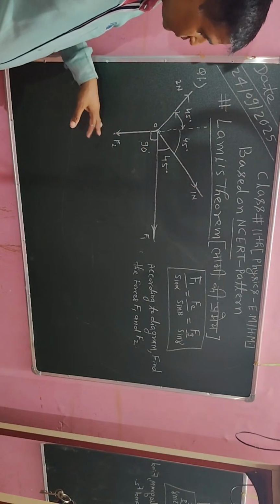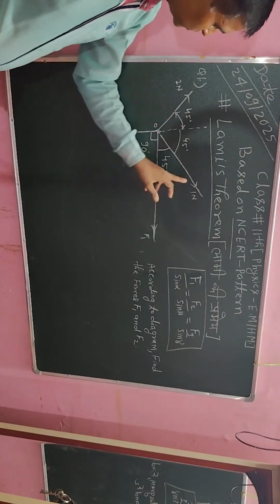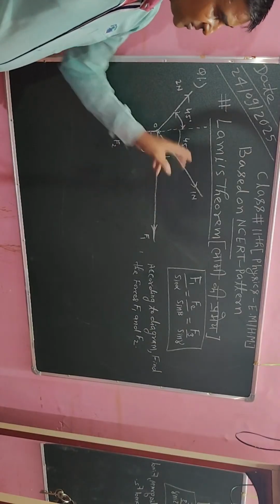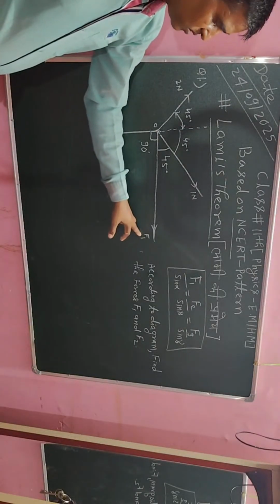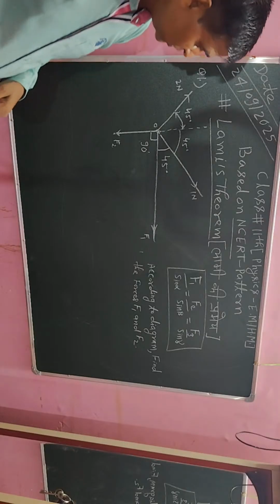So here there are 4 forces, 1, 2, 3 and 4 forces. Two forces have values 1 Newton and 2 Newton. We have to find the value of force F1 and also force F2 in unit Newton.